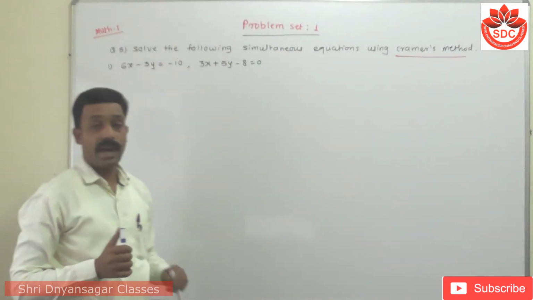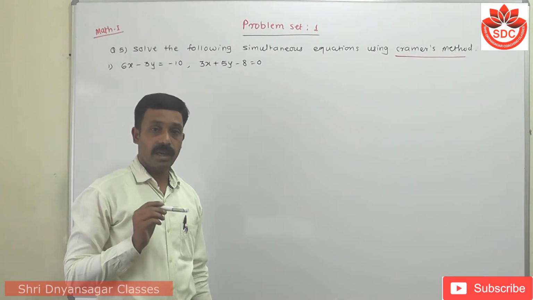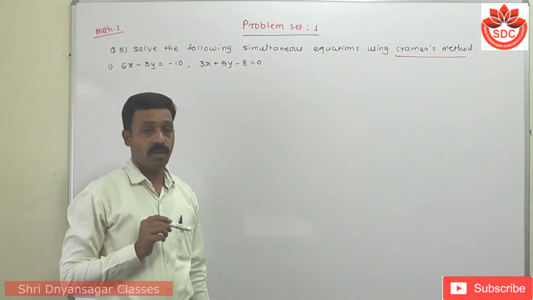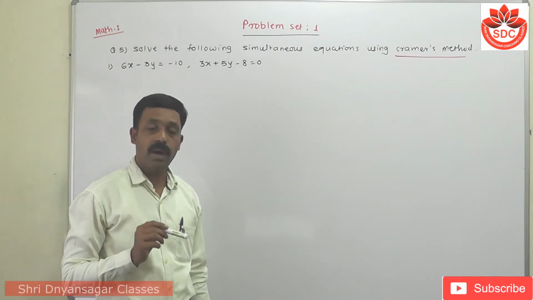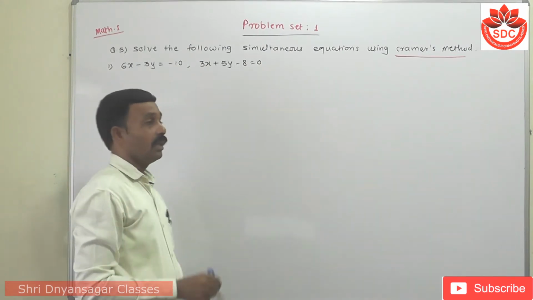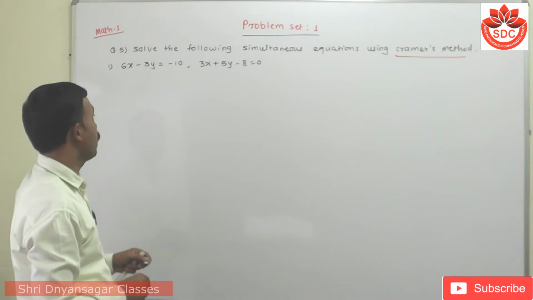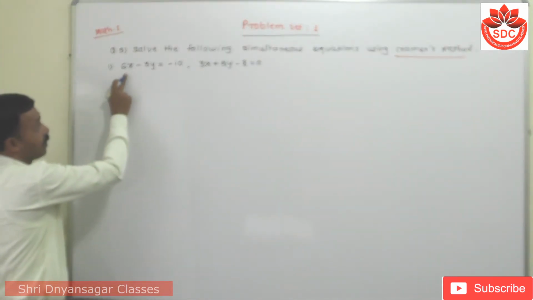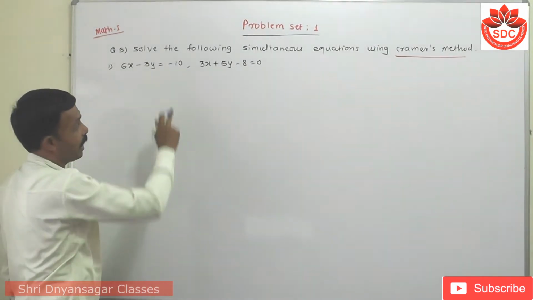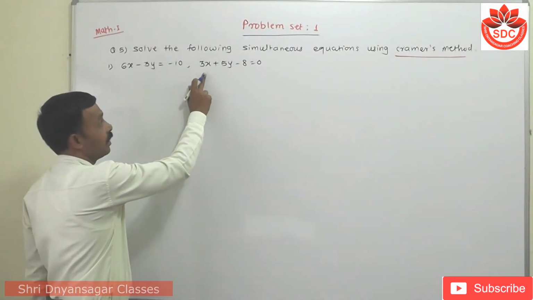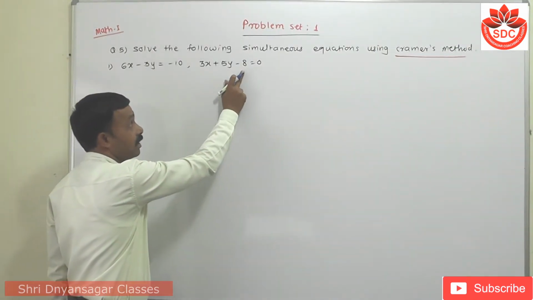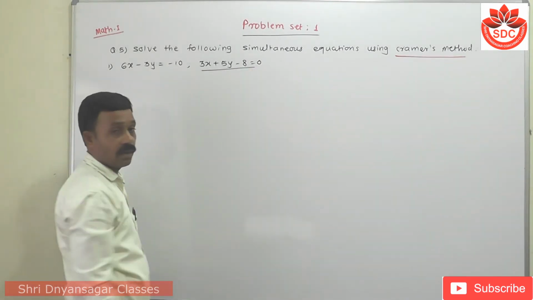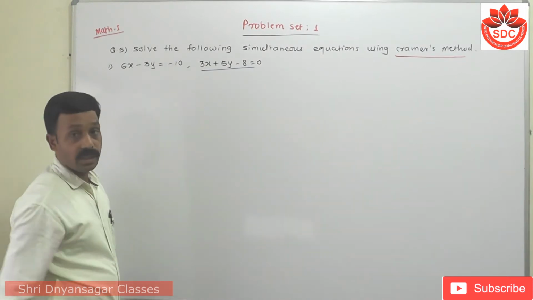Now all of you know that when we solve the examples by using Cramer's method, you have to write the equation in the standard form, which is ax plus by is equal to c. Now here I have to solve this first example. Question number first of the fifth one: 6x minus 3y is equal to minus 10. Second one is 3x plus 5y minus 8 is equal to 0. Now here this equation is not in standard form. We have to write it into a standard form.